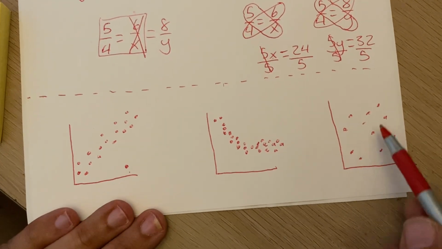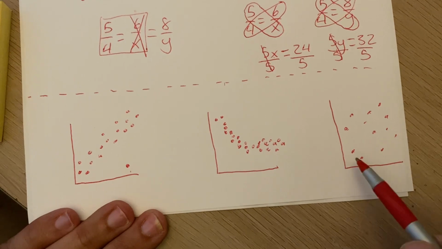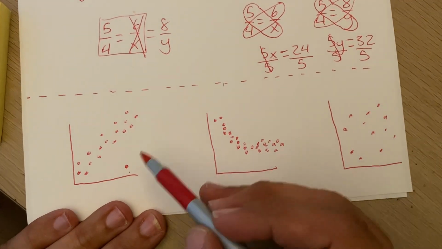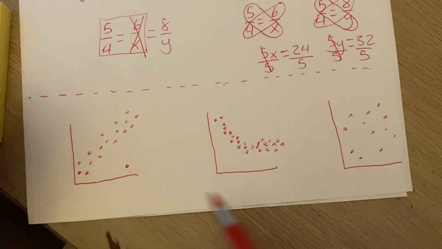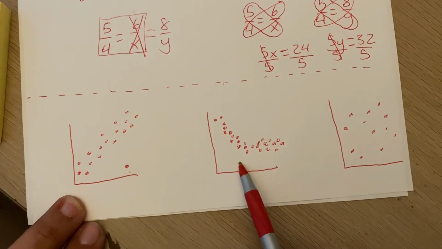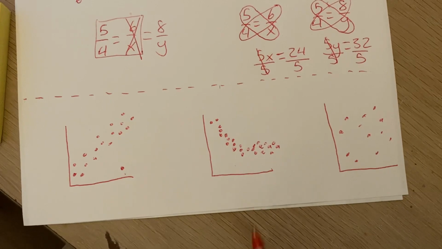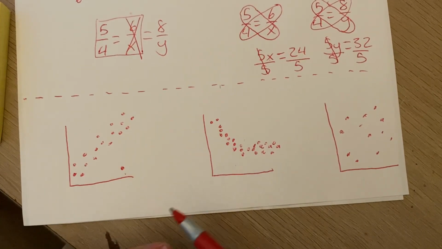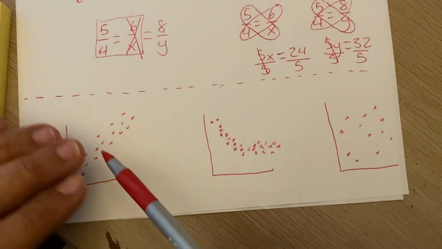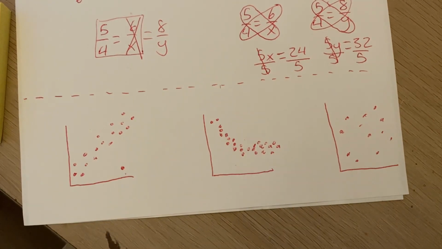This here is no association at all. Okay? And that is an outlier. Now, looking at these, which one of these two has a stronger association? This one does, because the points are more condensed. These points are far away from each other, so it is not as strong as this one. And I think that's it. Good luck.